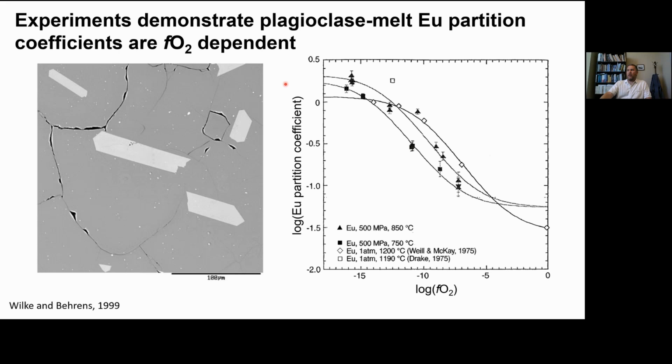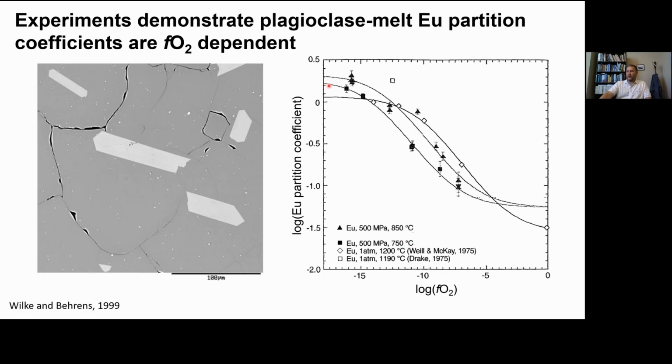So we already saw that europium was FO2 sensitive in terms of its valence and ionic radius. For a long time, going back to pioneering work by Mike Drake and others, people have investigated the effect of this oxygen fugacity dependence on its partitioning behavior. So here is a nice suite of experiments by Wilkie and Behrens. They investigated plagioclase melt partition coefficients as a function of FO2 for different types of silicate liquids. And actually, these are a highly silicic system at different temperatures and pressure conditions.